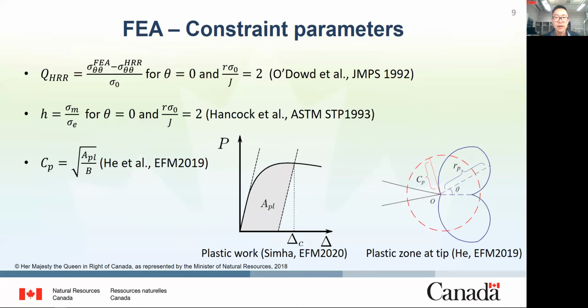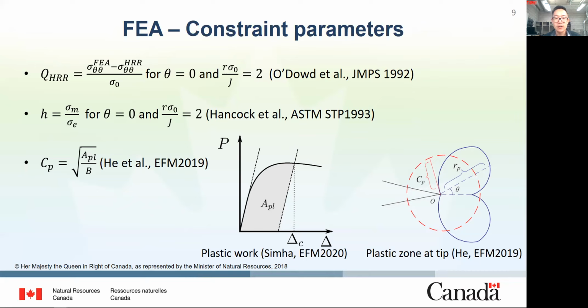In our study, 11 constraint parameters were calculated and evaluated, and here we only show 4 of them. The Q parameter can quantify the difference between the actual and reference stress fields ahead of the crack tip, as shown in this equation. It is calculated at a normalized distance of 2 at the midplane. The H parameter is called stress triaxiality and is defined as the ratio of hydrostatic stress to von Mises stress.